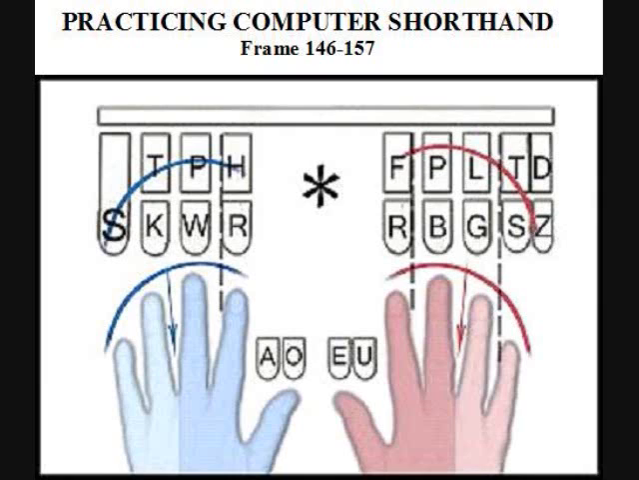Inform, norm, reform, storm, term, warm.